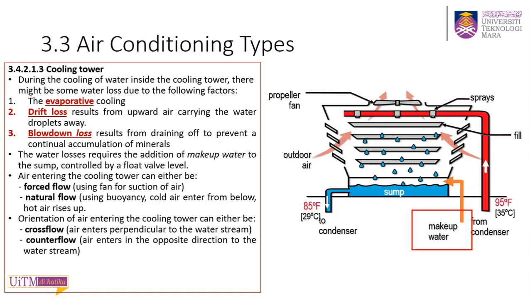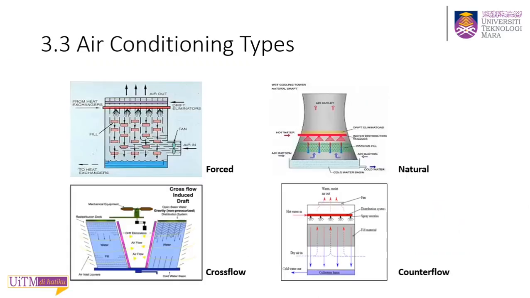The direction of air entering the cooling tower can also be different, which can either be cross flow, where the air enters perpendicular to the water stream, or counter flow, where the air enters at the opposite end of the water stream. The figures on top illustrate the types of airflow, either natural or forced, and the figures at the bottom illustrate the direction of airflow, which can either be cross flow or counter flow.